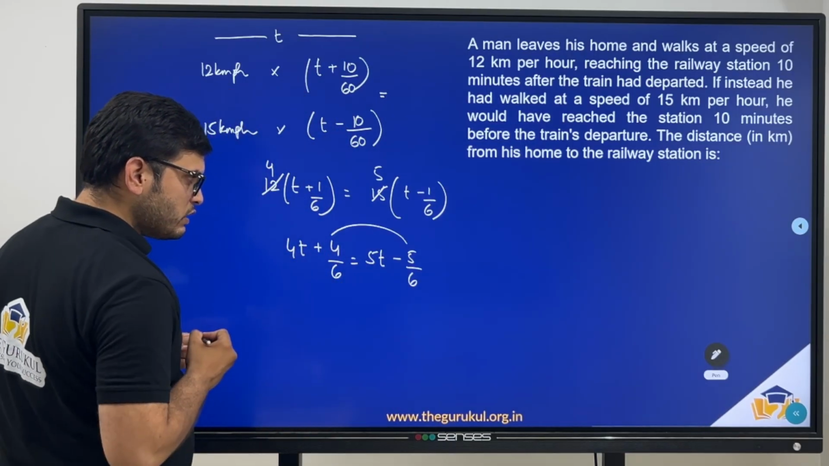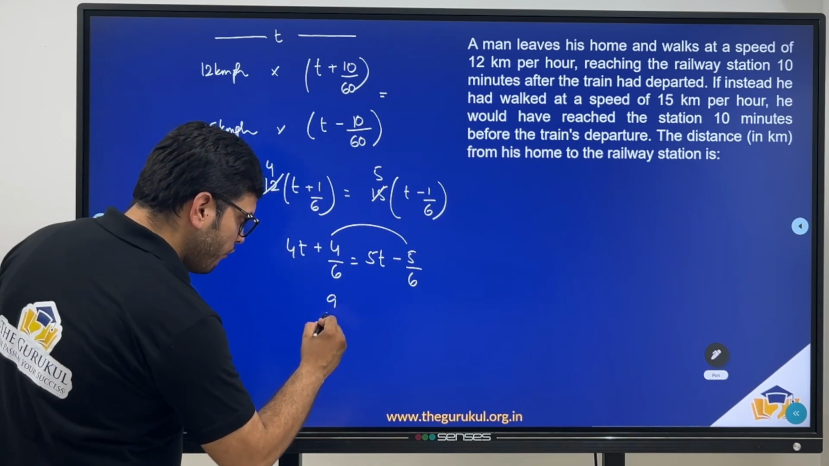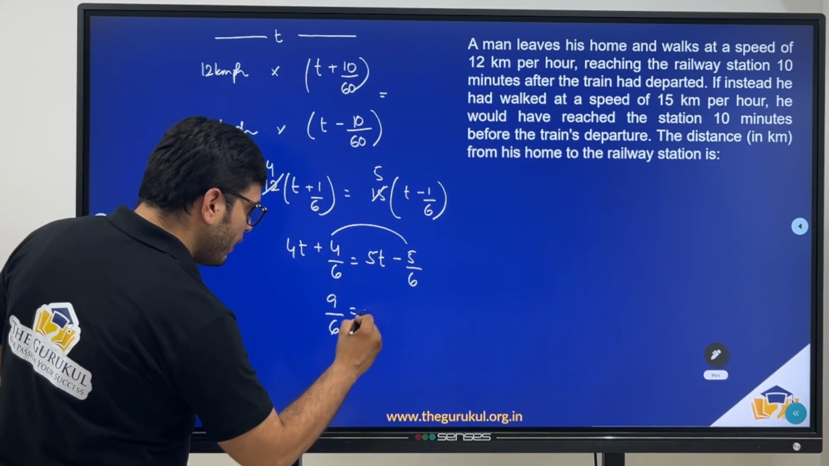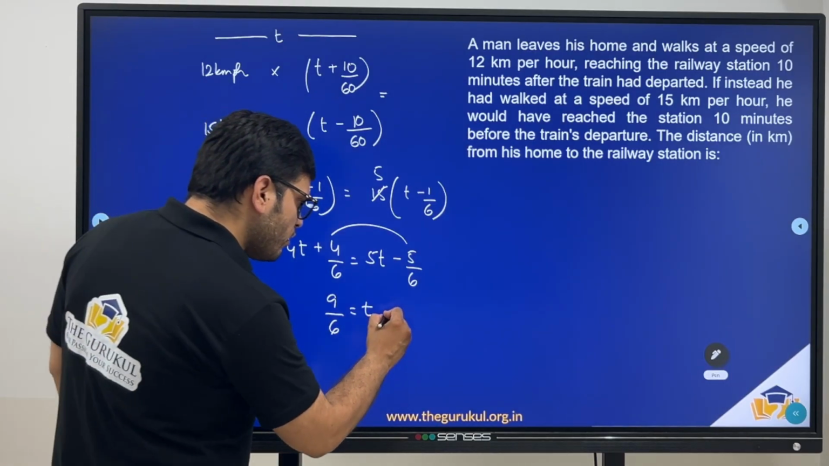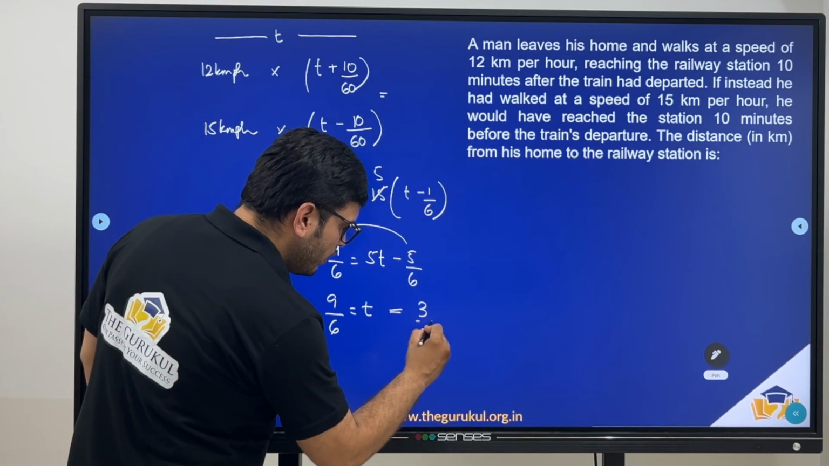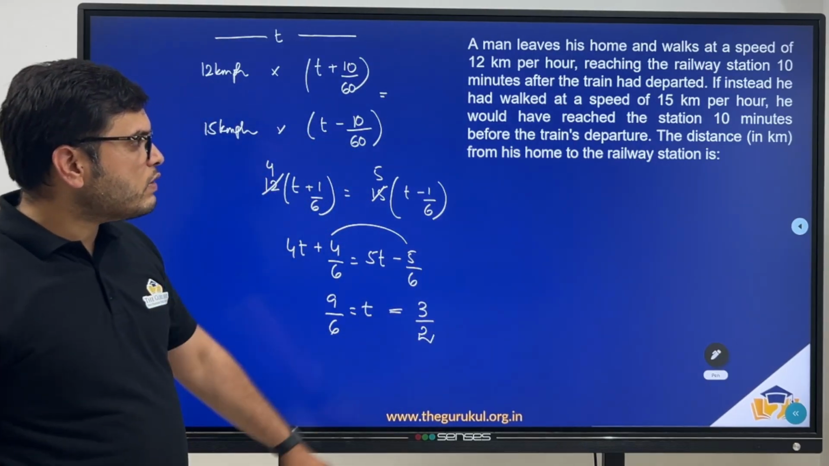Now bringing minus 5 by 6 to the left hand side, we have 9 by 6 is equal to 5t minus 4t, t. Right. So we have the value of t as 9 by 6, which is equal to 3 by 2. Now what was asked? The distance.